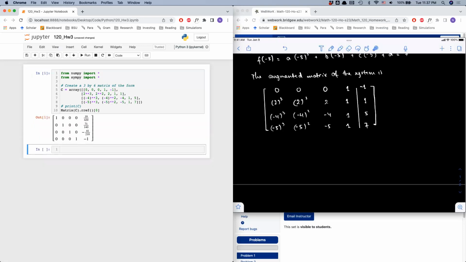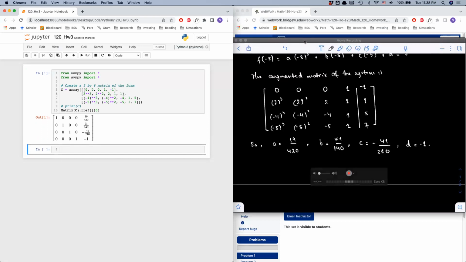All right, so I get that A is equal to 19 over 420, B is equal to 71 over 140, C is equal to -41 over 210, and D is equal to -1. So from Python, I get that A is equal to 19 over 420, B is equal to 71 over 140, C is equal to -41 over 210, and D is equal to -1.